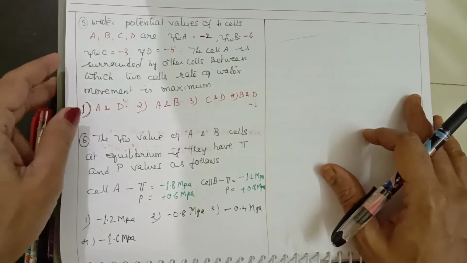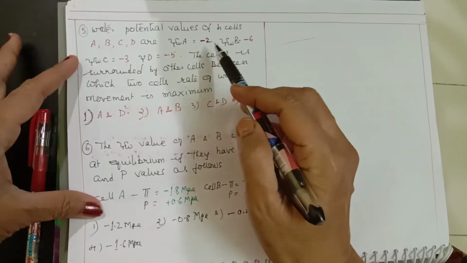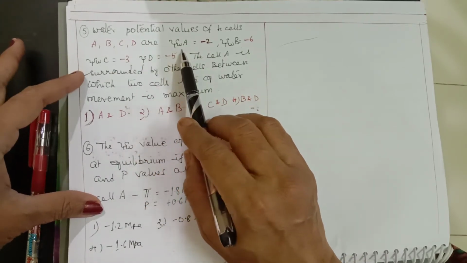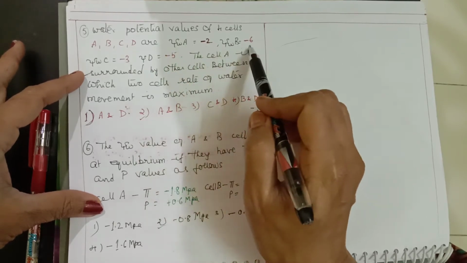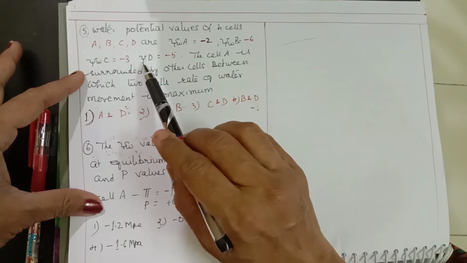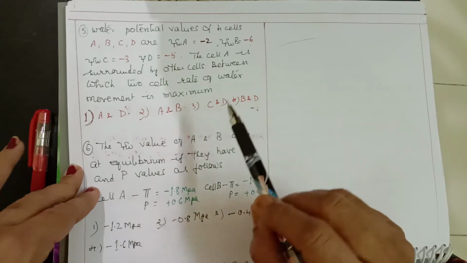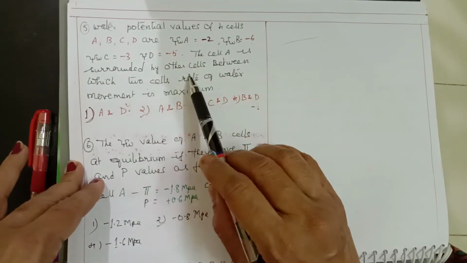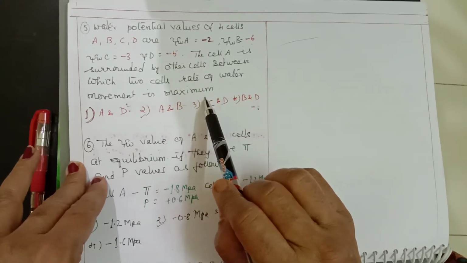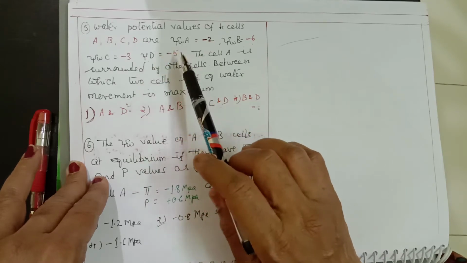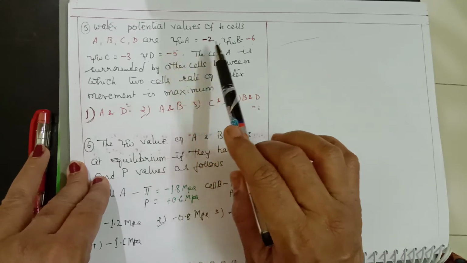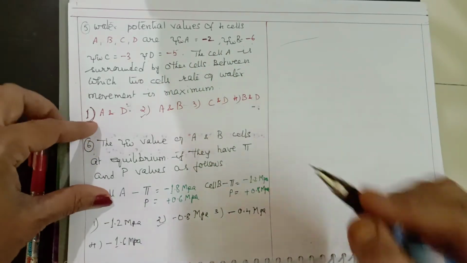Fifth question. Water potential values of 4 cells are given here: A, B, C, D. Water potential of A is -2, B is -6, C is -3 and D is -5. The cell A is surrounded by other cells, and between which two cells is the rate of water movement maximum? So 4 water potential values are given, and we have to see between which two cells the difference of water potential is more.